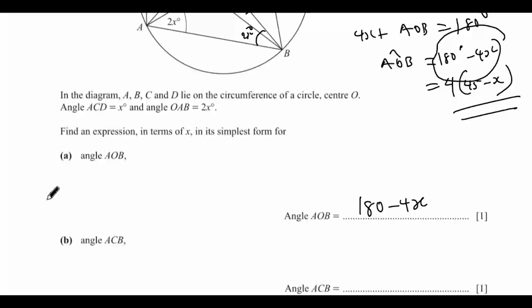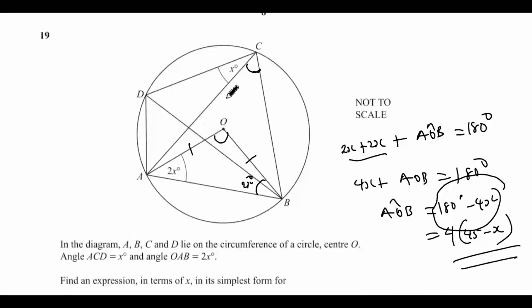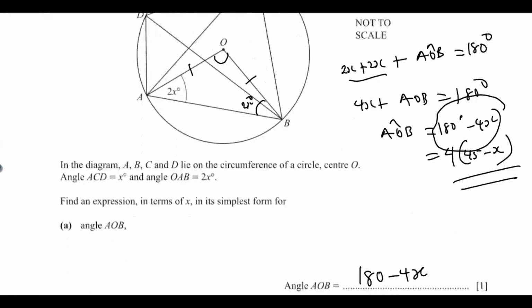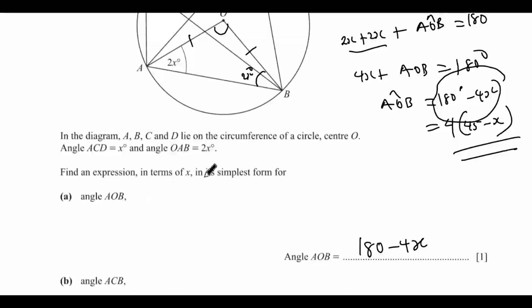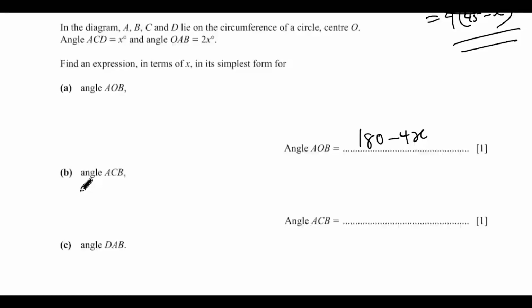Okay, then part B, angle ACB. So this is the angle here. Of course we know that this is the angle at circumference and this is the angle at center. So there's a connection between these two angles. So I can say angle at center, which we found to be, okay, let's go down a little bit, angle at center, which is 180 minus 4x, this angle is equal to 2 times angle at circumference, which is 2 times ACB.